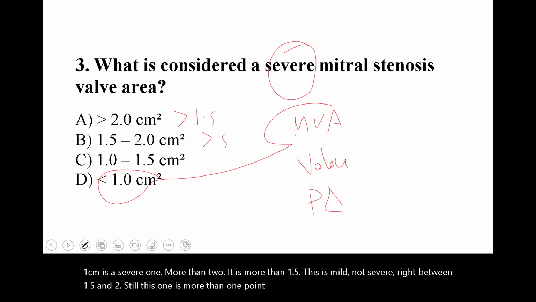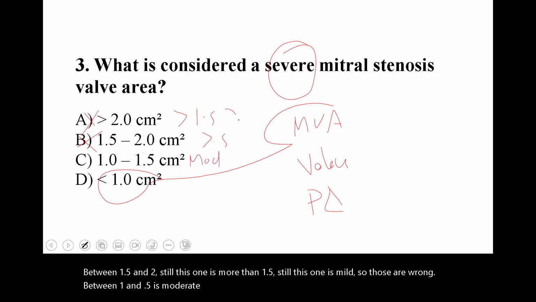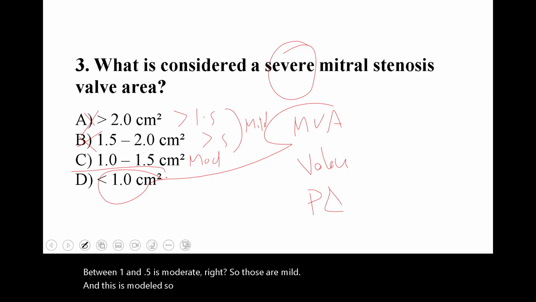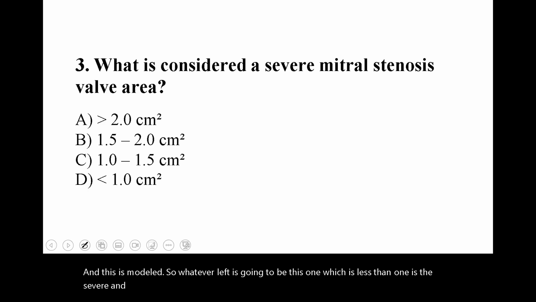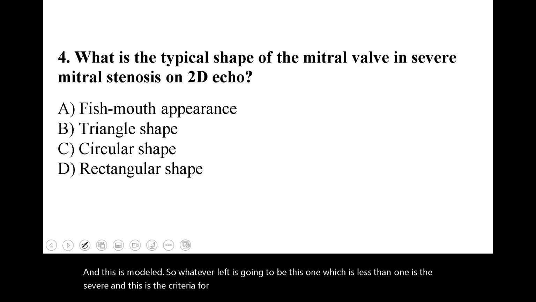Still this one is mild. So those are wrong. Between 1 and 1.5 is moderate, right? So those are mild, and this is moderate. So whatever is left is going to be this one, which is less than 1, the severe, and this is the criteria for the mitral valve area.